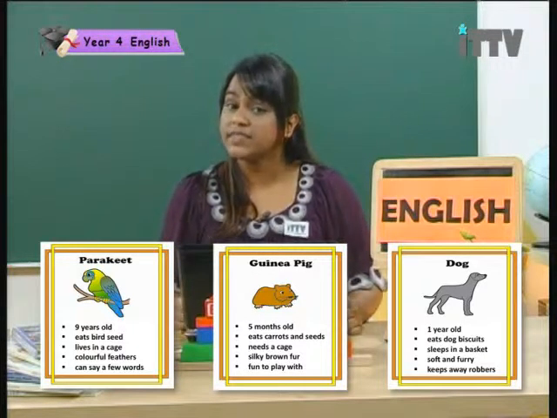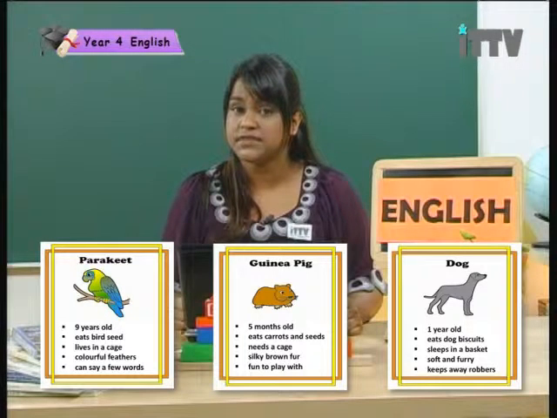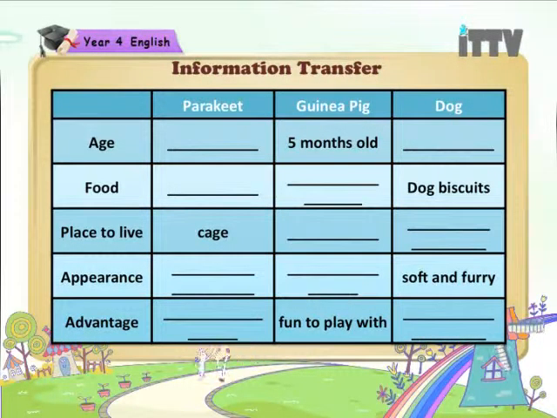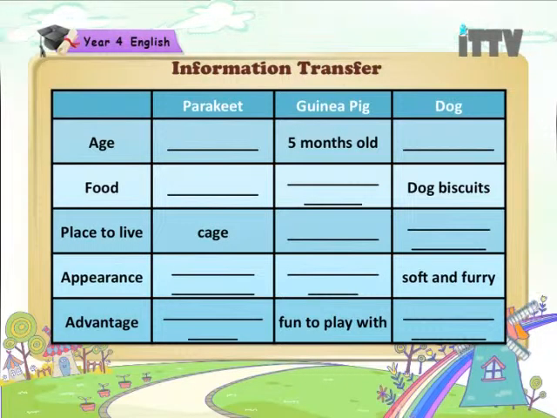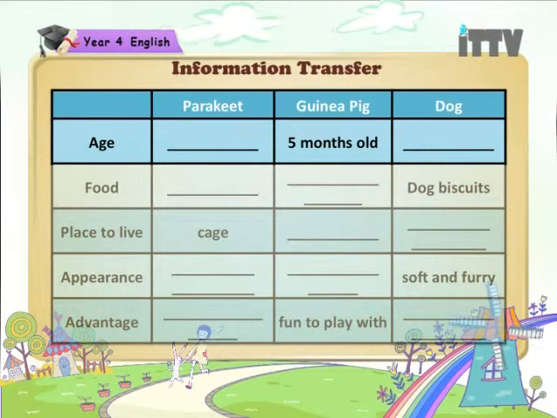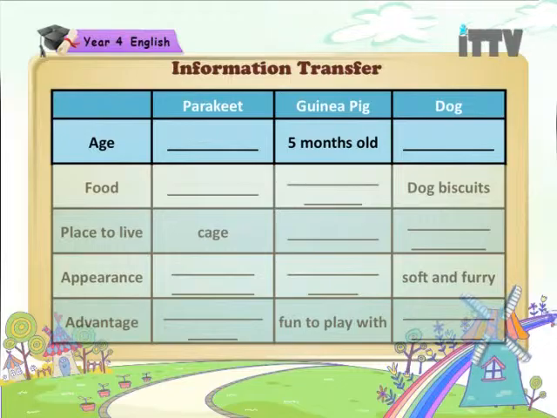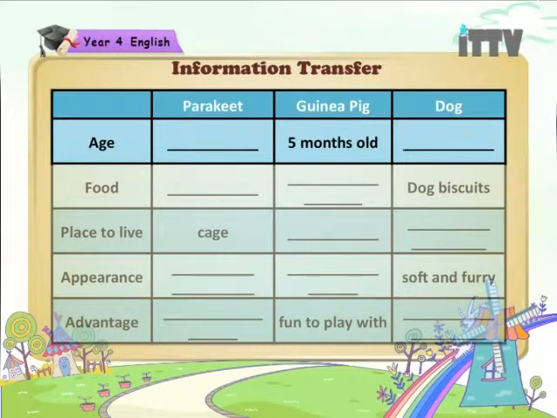Let's take a look at the table for the information transfer. There you go. If you notice, there are blanks in the table because you are to fill in the information needed. Let's start. Now for the first one, it's asking the age of the parakeet and the dog. If you notice, the guinea pig's information has already been given. The guinea pig is 5 months old. How old is the parakeet?